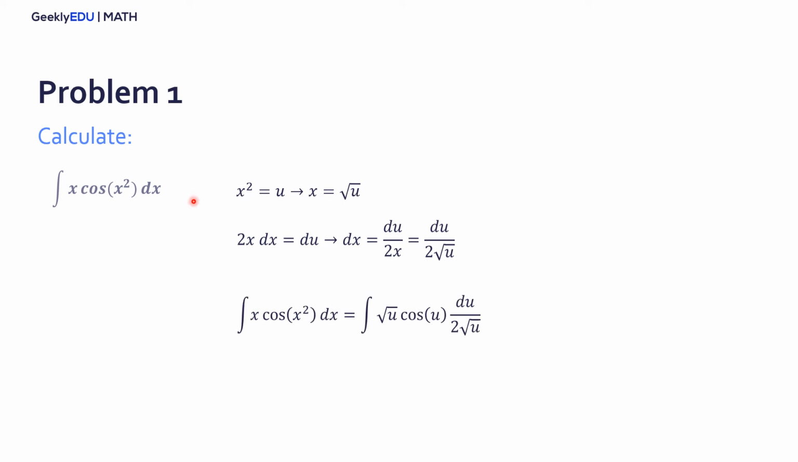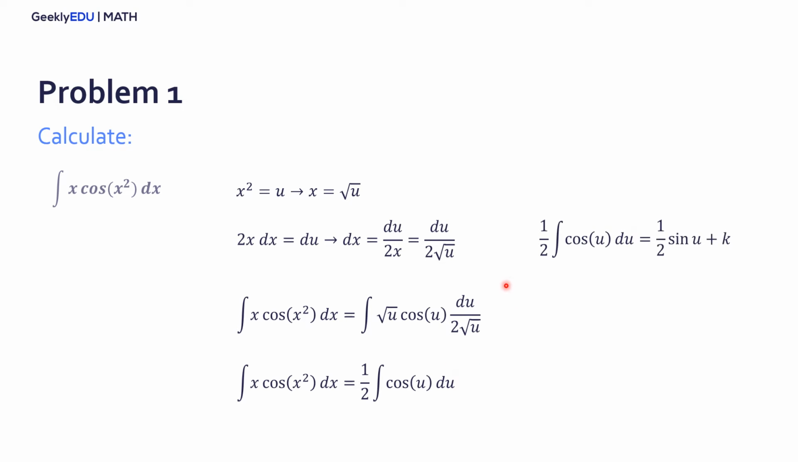Now we go back to the integral, okay, and do the substitutions. So x is the square root of u, cosine of x squared is the cosine of u, and dx is du over 2 times the square root of u. Looks more complicated, right? But we see we have square root of u over here and square root of u down here. So we end up that this is half of the integral of cosine of u du, and this is a much simpler integral.